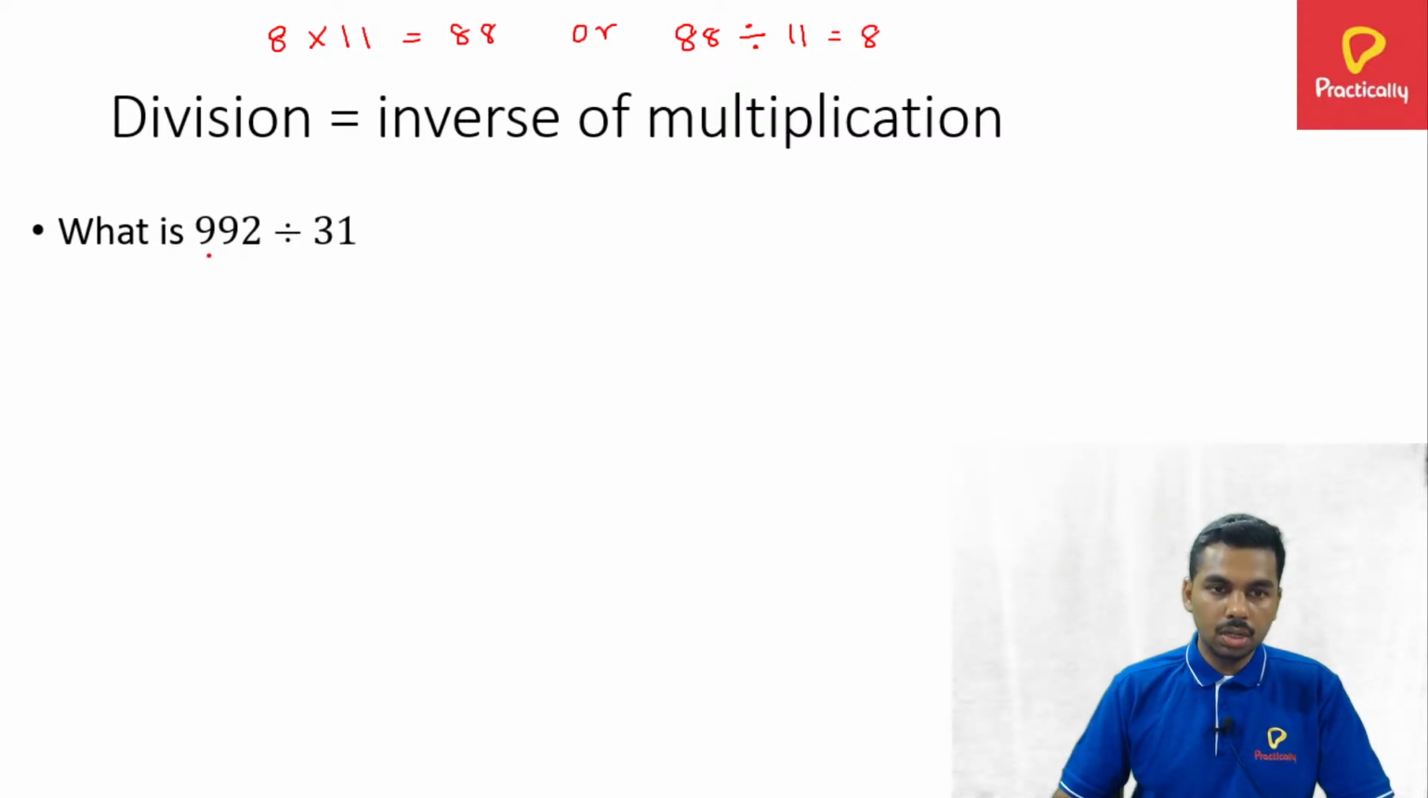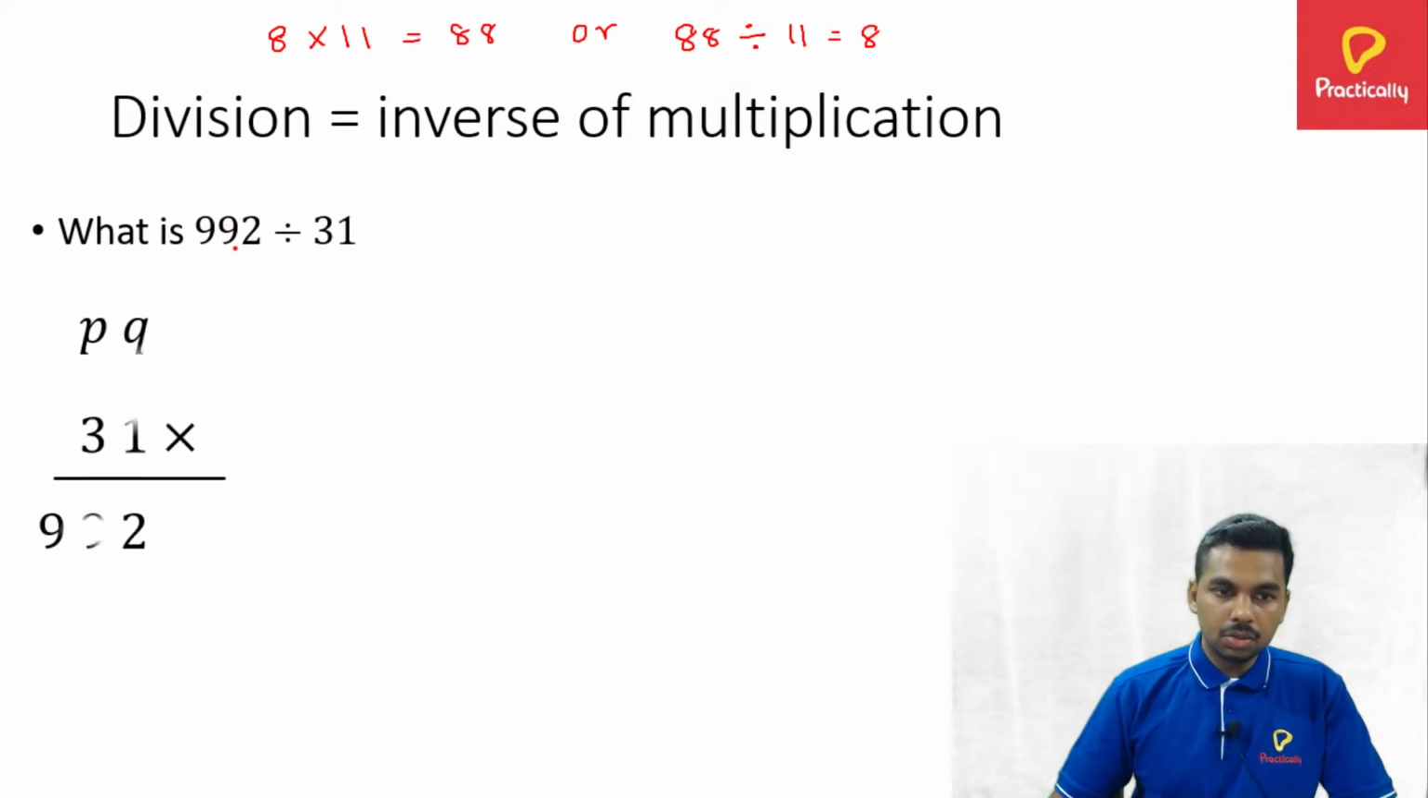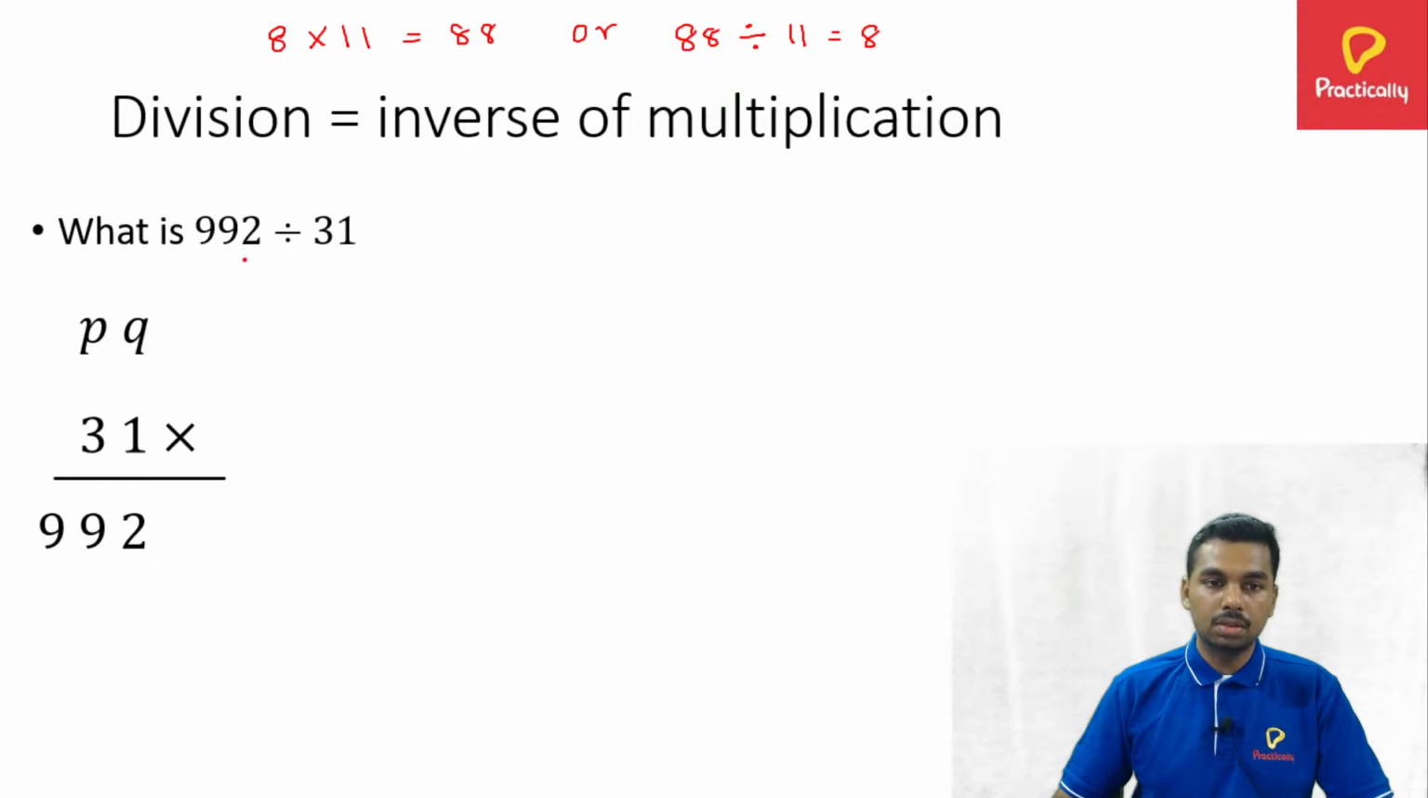Now I want to find what is 992 divided by 31. I will formulate the problem as follows. 992 is a 3-digit number. If I multiply a 2-digit number with 31, I will get either a 3-digit number or a 4-digit number. So this unknown number will be called PQ. The units place is Q, the tens place is P, and each of P and Q is a digit between 0 and 9.